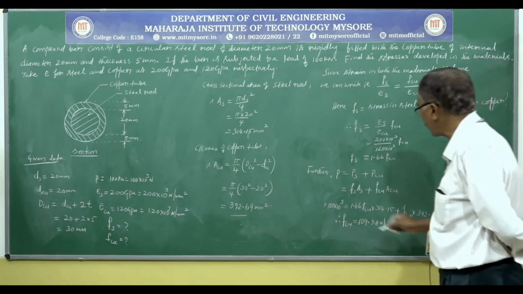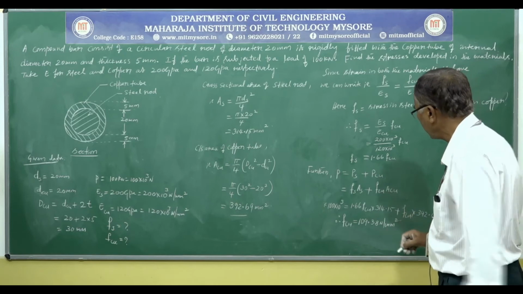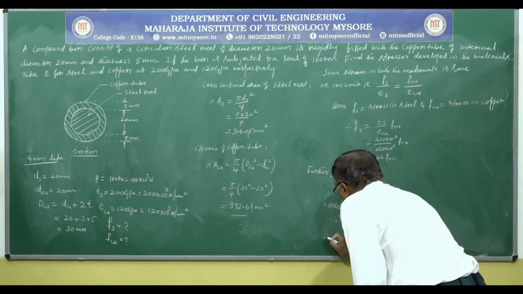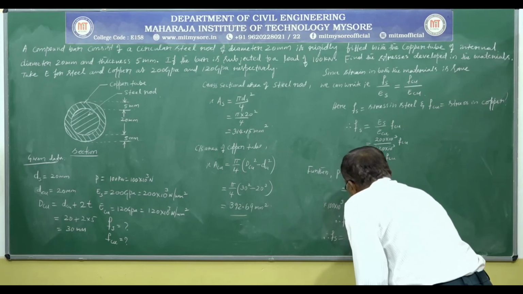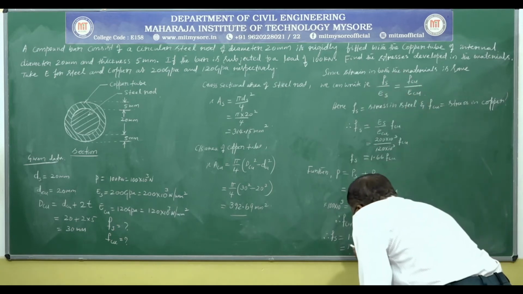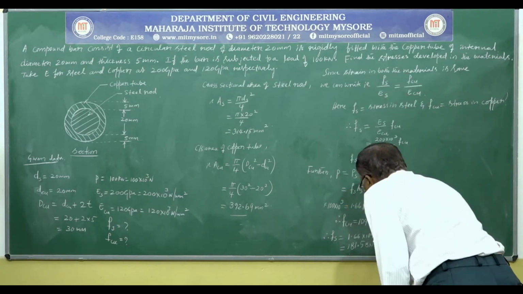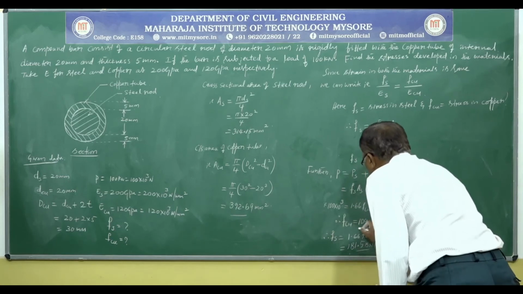If we substitute this Fcu in the expression we got earlier, therefore Fs is equal to 1.66 times of 109.38, so that is equal to 181.58 Newton per millimeter square.